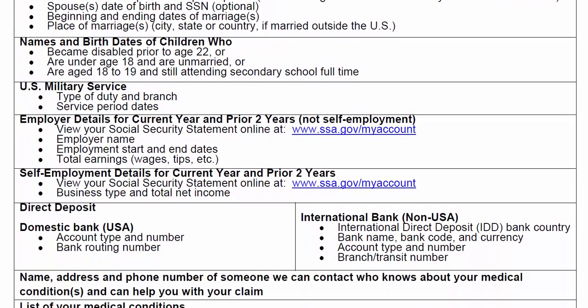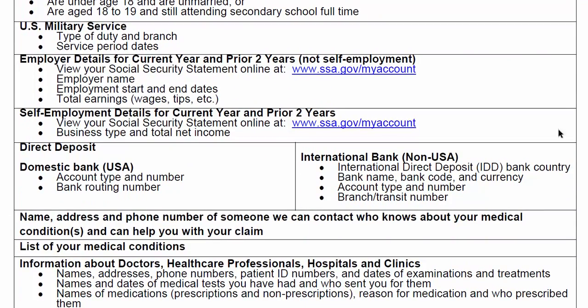Very important section is the employer details right here. And the reason why you want to have the employer details down and accurate is you're asked this several times throughout the application process. So when you have the employer's name, start date, end date, wages, make sure that that's locked in and it's accurate.